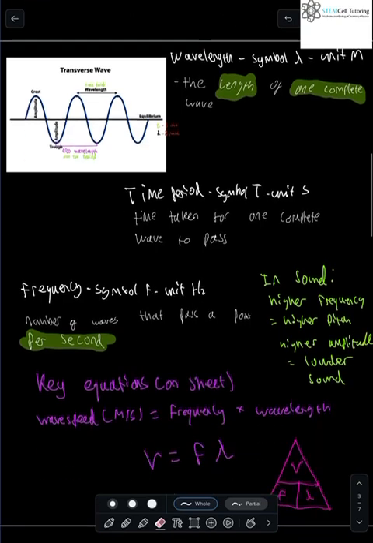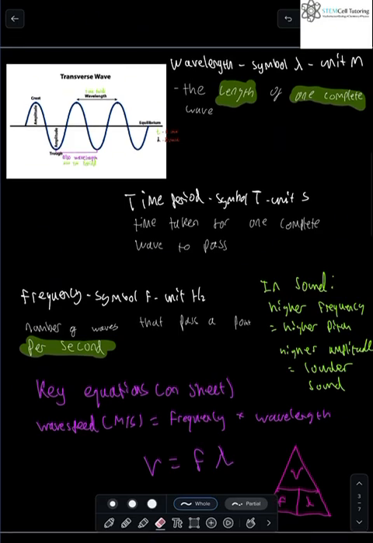Now, the time period is the time taken for one complete wave to pass. It's shown by the symbol T, and you can also measure that by measuring from peak to peak or trough to trough. But that's given that you have a displacement-time graph with a little t at the bottom instead of a displacement-distance graph with a little d at the bottom.